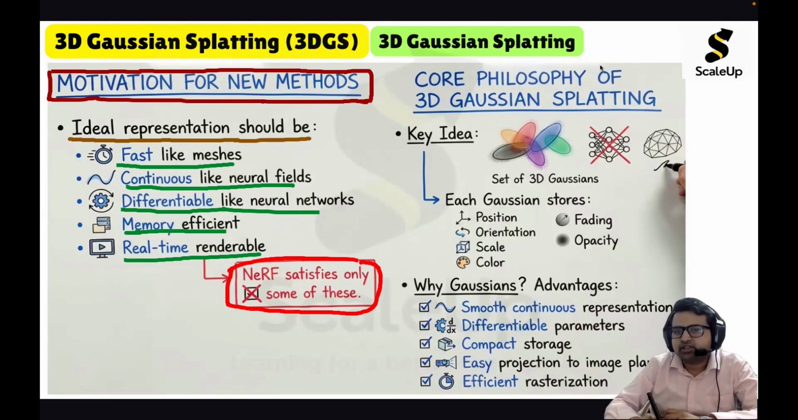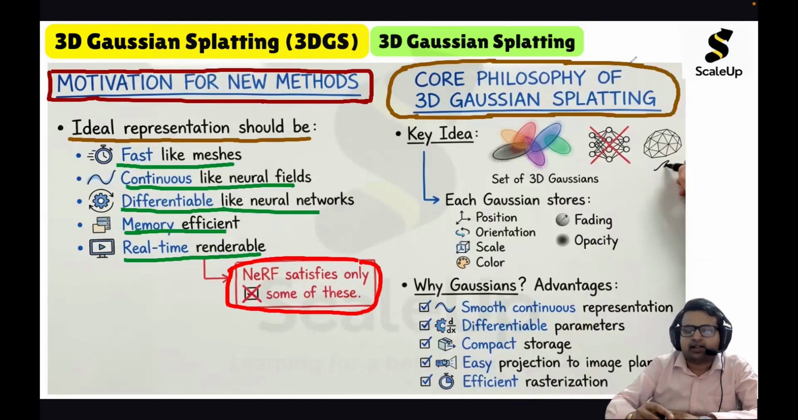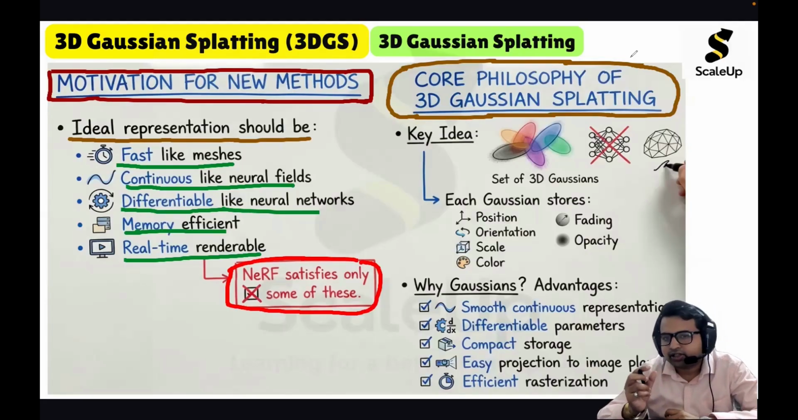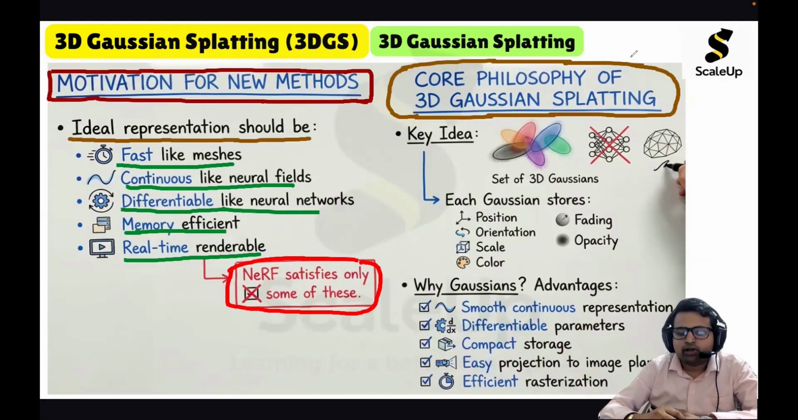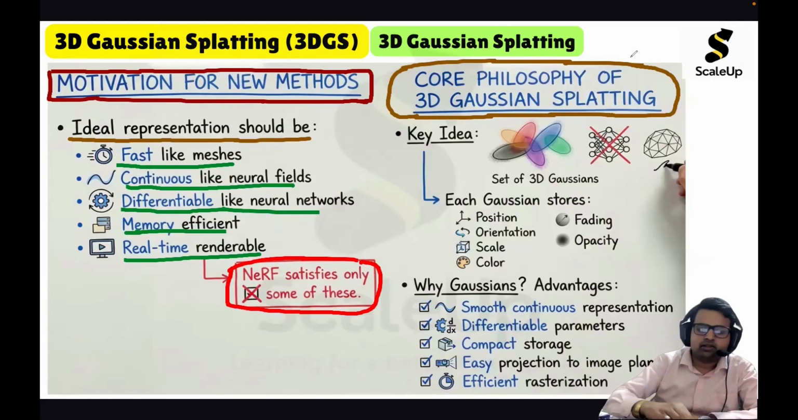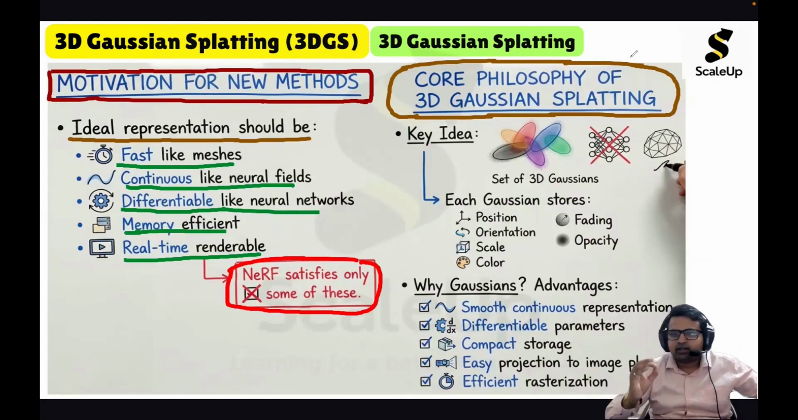We did research and we got something called 3D Gaussian splatting. So the core philosophy of 3D Gaussian splatting, let us understand the key idea. In 3D Gaussian splatting, we represent a 3D scene as a set of 3D Gaussians, and these 3D Gaussians are ellipsoids instead of a neural function or mesh. Now see, the idea is very clear.